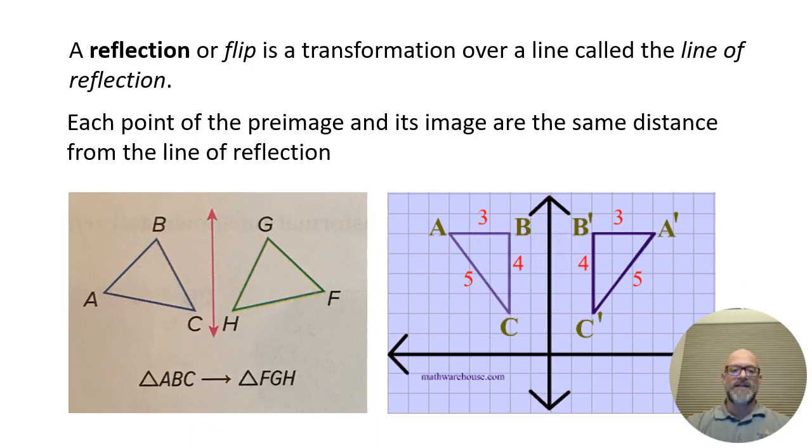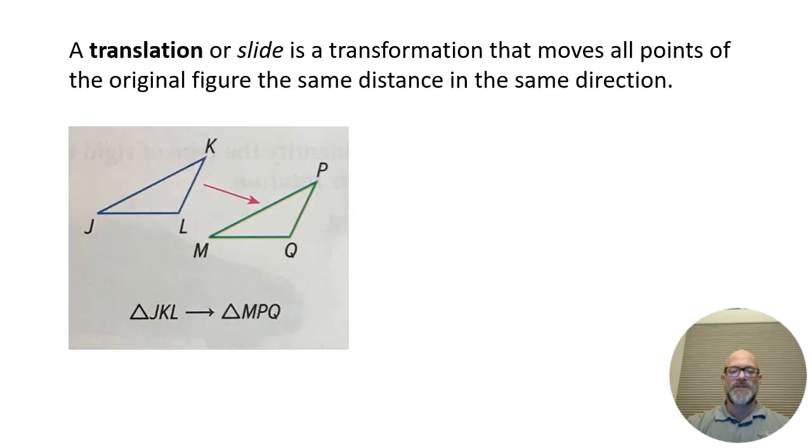All right, second type of rigid transformation is called a translation or a slide. A translation or a slide is a transformation that moves all points of the original figure the same distance in the same direction. No problem, sliding it over here. This red line right here will be called a translation vector. We looked at translation vector earlier. In this case, it moves this triangle this way by this much distance.